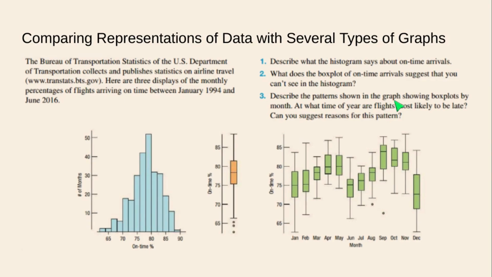Number 3, describe the patterns shown in the graph showing box plots by month. At what time of year are flights most likely to be late? Can you suggest a reason for this pattern? Well, note this is a percent on time, all right? So take a moment, look at all of these little tiny chunks of the year, months of the year, and you tell me, how would you answer question number 3?